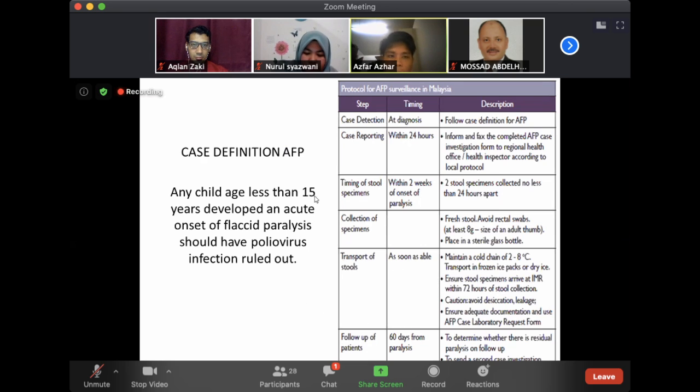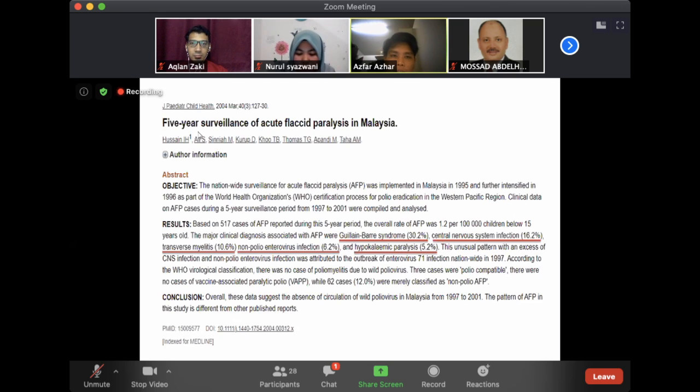Okay, so this is based on a study, a 5-year surveillance of acute flaccid paralysis in Malaysia from 1997 to 2001. It was found that the causes of AFP itself were Guillain-Barré syndrome, central nervous system infection, transverse myelitis, non-polio enterovirus infection, and hypokalemic paralysis. Okay.